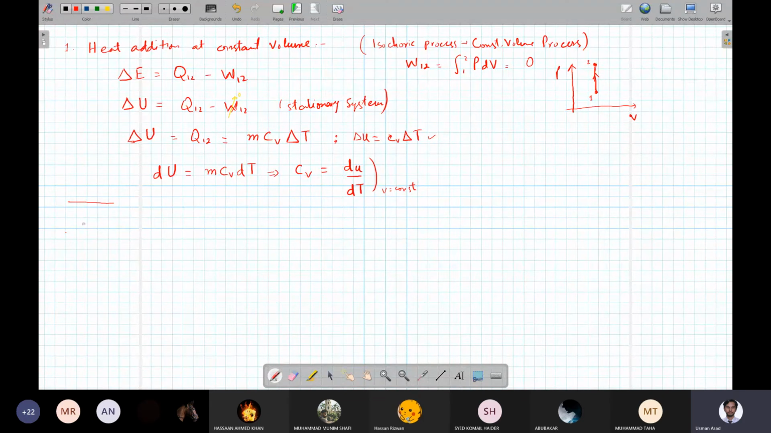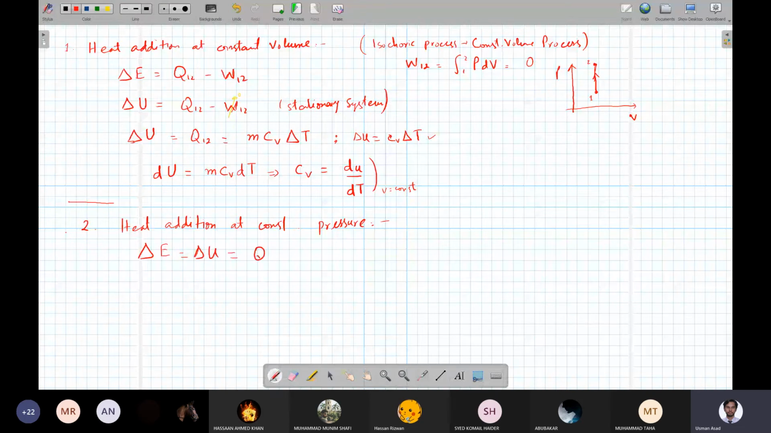कांस्टेंट वॉल्यूम. अब हम बात करने वाले हैं कि what happens at constant pressure. तो उस केस में यही delta E, जो कि चलो for stationary system delta U, is going to be equal to Q12 minus W12, but यहाँ पे for constant pressure process work done क्या होता है?